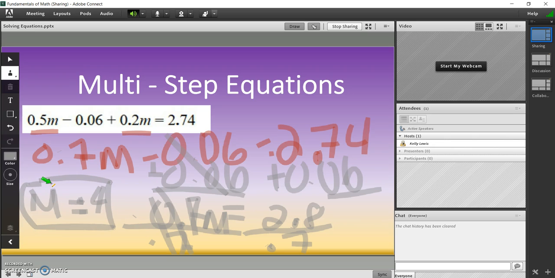And so if you stick in your calculator, if we wanted to check it, like 0.5 times 4 minus 0.06 plus 0.2 times 4, push enter on your calculator, and you get 2.74 is the correct answer.